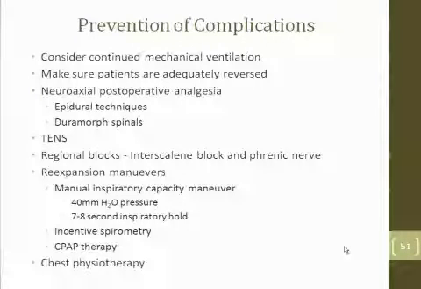The other thing I make sure of is that all these patients are adequately reversed. Also consider giving these people good neuraxial post-operative analgesia, such as either Duramorph for spinals or an epidural to control pain. Some people use TENS. I don't think that's really that effective. Regional blocks are pretty effective. The only thing you've got to be careful with is interscalene blocks. They knock out the phrenic nerve, and if somebody's already marginal, you may get into trouble with it, so be careful with that.